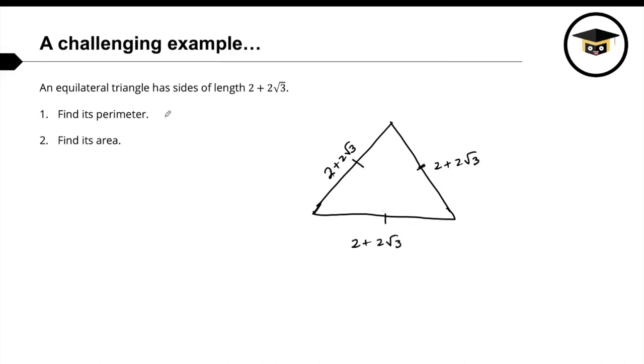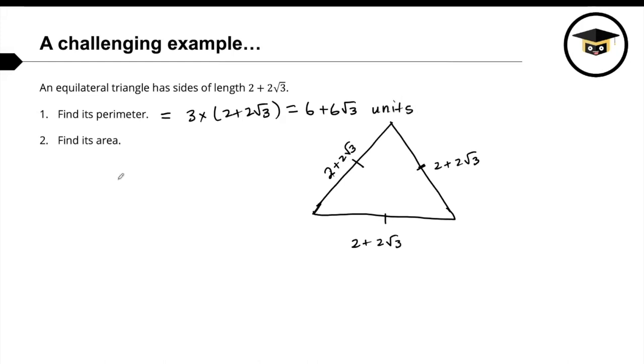So the perimeter is very simple. We just add up all the sides. So it's basically 3 times 2 plus 2 root 3. If we get the answer, it's just 3 times 2, which is 6, plus 3 times 2 again, which is 6 root 3. That would be our answer. We don't know what type of units it is, so we're just going to say units.